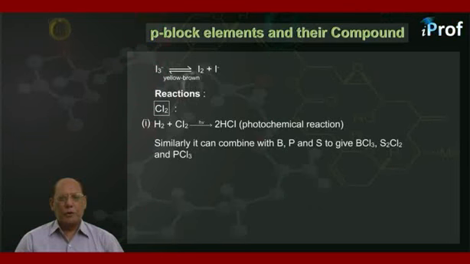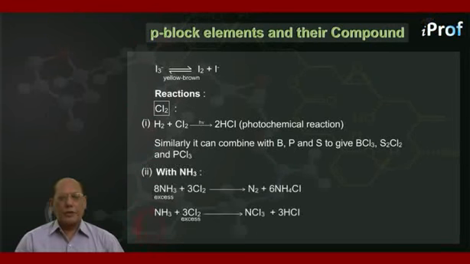Reactions. First of all, reactions of chlorine. Number 1, H2 plus Cl2, in presence of sunlight, we get 2HCl. Therefore, it is a photochemical reaction. Similarly, it can combine with boron, phosphorus, sulfur to give BCl3, S2Cl2 and PCl3.